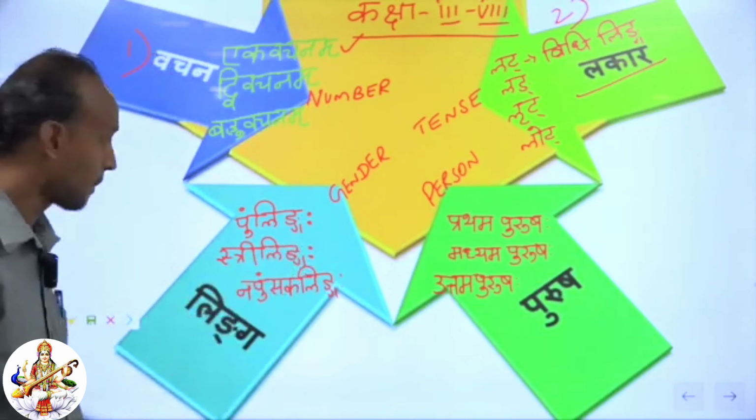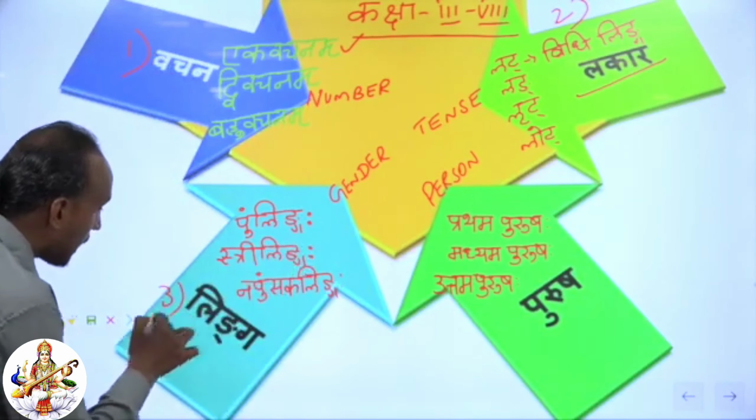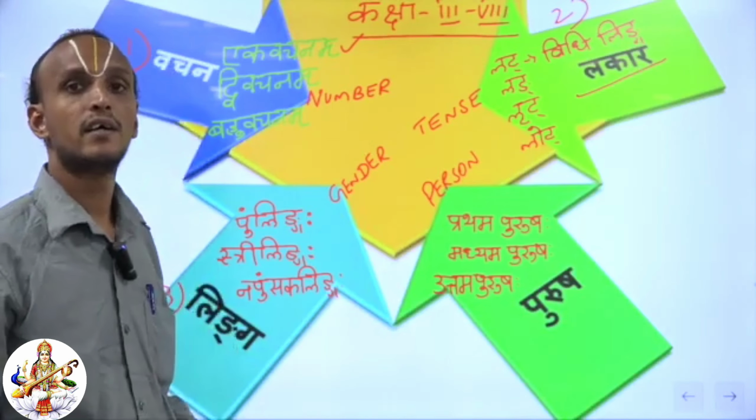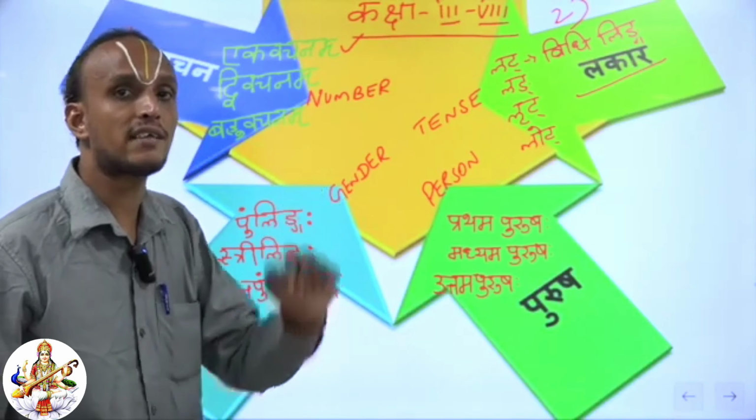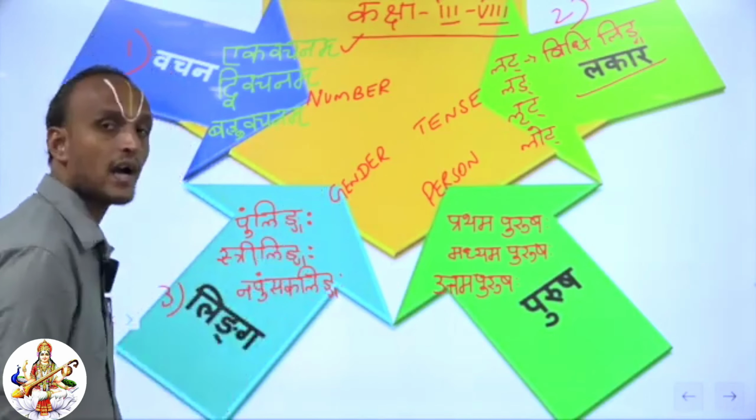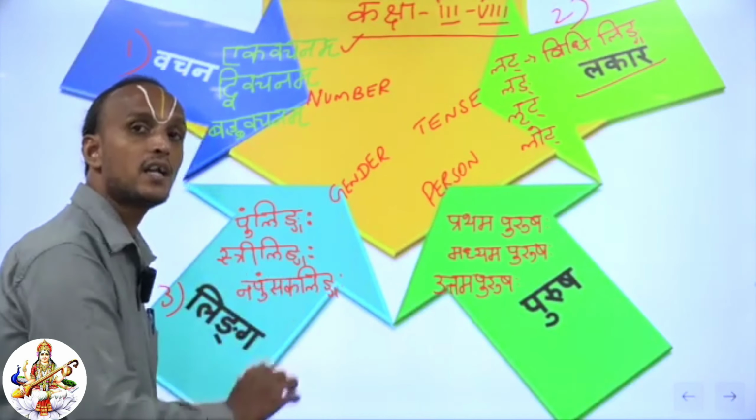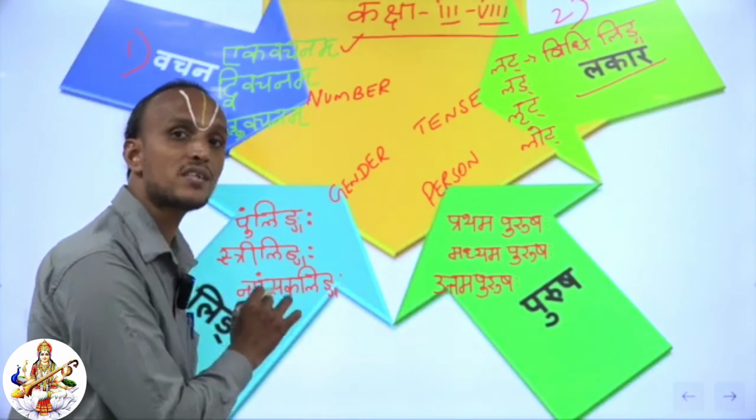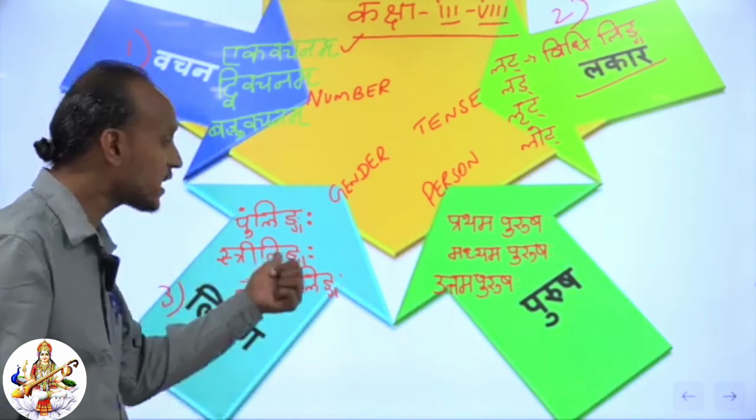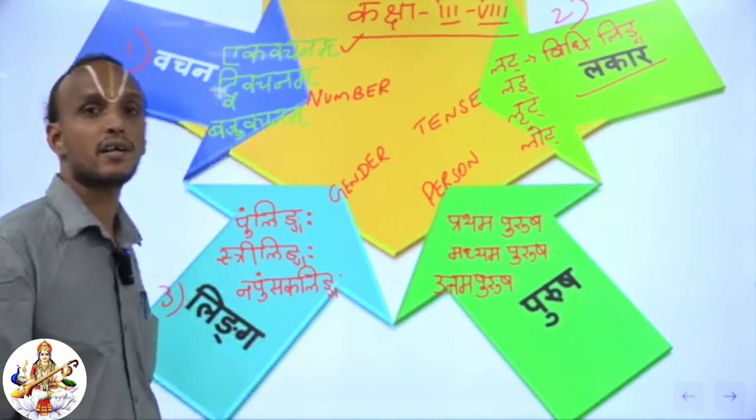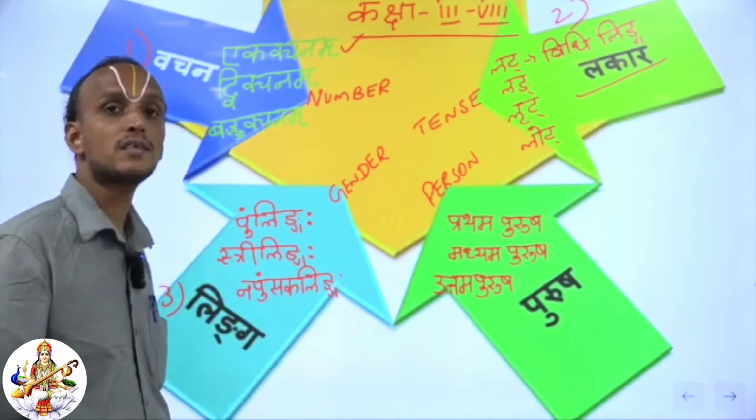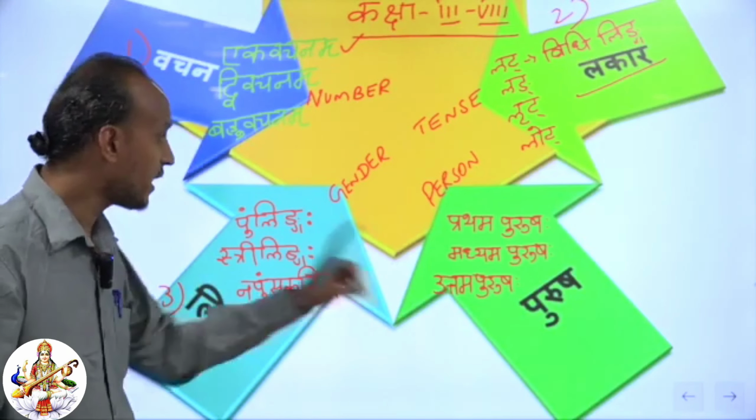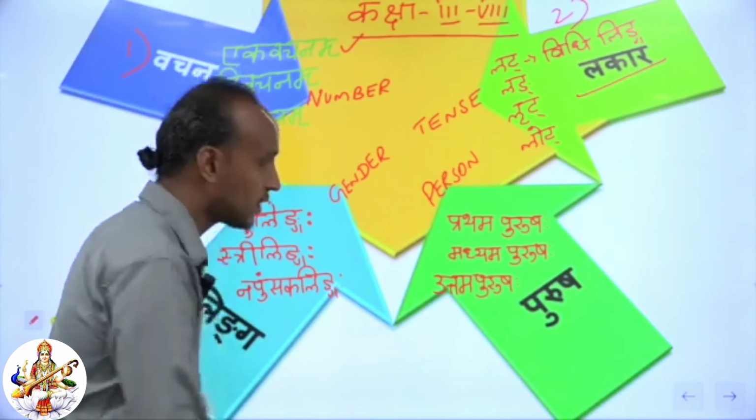Then, see here children. The third one, Linga Vibhagaha. Linga means what? Gender. There are three genders in Sanskrit: Pumlingaha, Strilingaha, Napumsakalingaha. Pumlingaha means masculine gender. Strilingaha means feminine gender. Napumsakalingaha means neuter gender. Okay, children? Then the last topic, the fourth one.